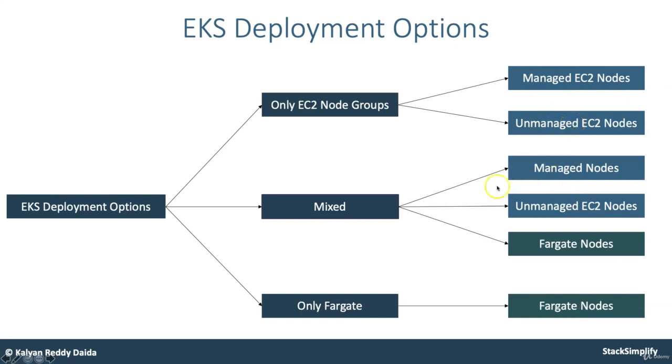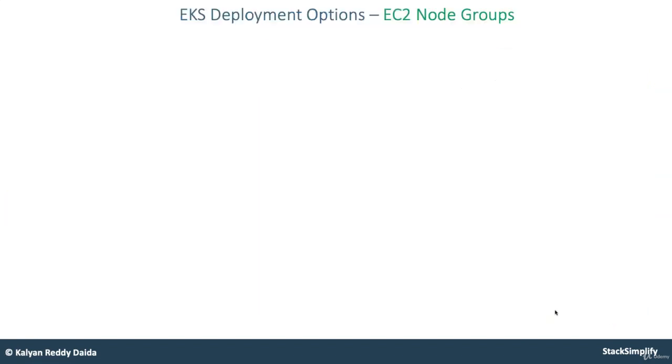Okay, so now the next thing is managed nodes, unmanaged nodes, and then Fargate nodes in the mixed mode. And in Fargate you can only have Fargate nodes. In simple terms, Fargate is serverless, so you don't even need to say nodes here. Next, in deployment options, when you have EC2 node groups, primarily we are focusing on managed node groups only. Wherever I say node groups, it is going to be managed node groups.